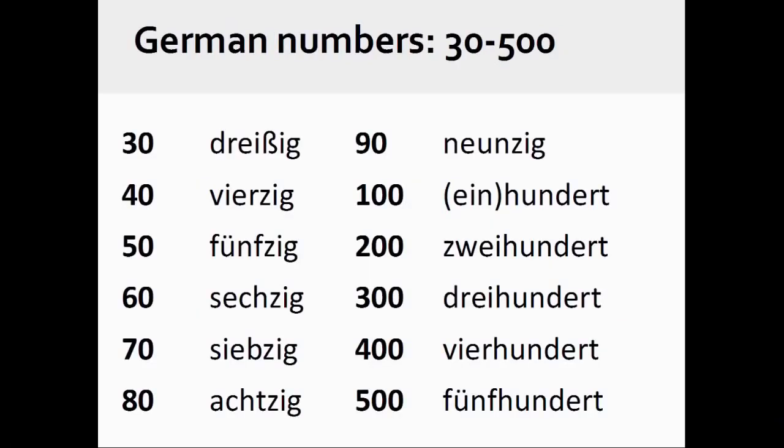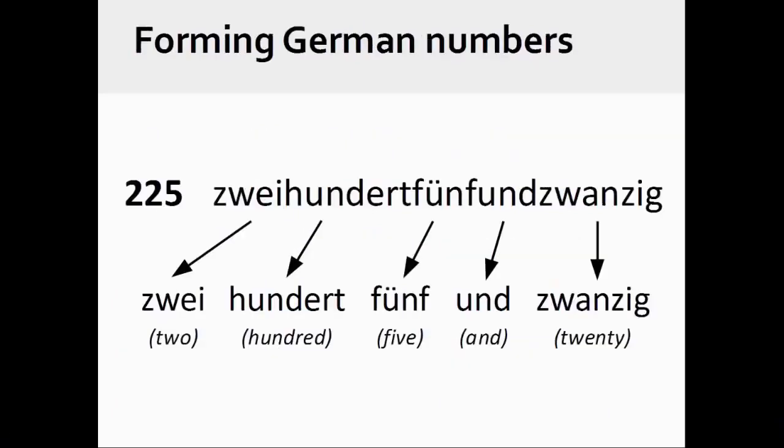The German numbers 30 through 500 are pronounced 30, 40, 50, 60, 70, 80, 90, 100, 200, 300, 400, 500. Forming numbers over 100 is a simple process. Let's take a look at the number 225.